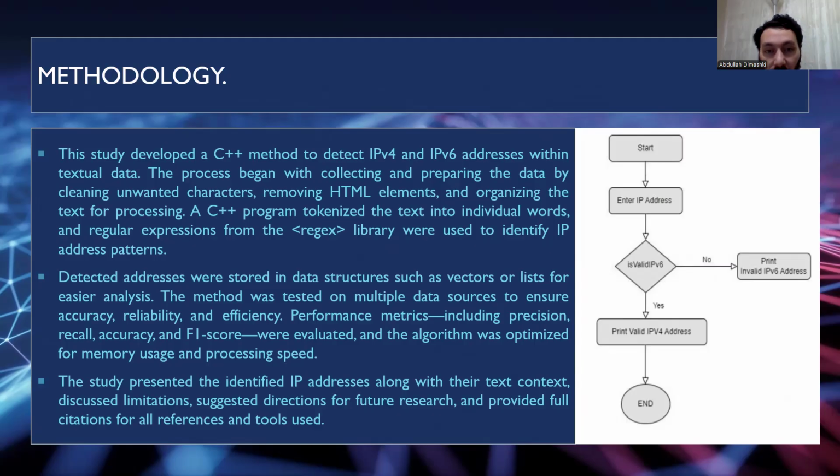The method was tested on multiple data sources to ensure accuracy, reliability, and efficiency. Performance metrics including precision, recall, accuracy, and F1 score were evaluated, and the algorithm was optimized for memory usage and processing speed. Last thing, the study presented the identified IP addresses along with their text context, discussed limitations, suggested directions for future research, and provided full citations for all references and tools used.